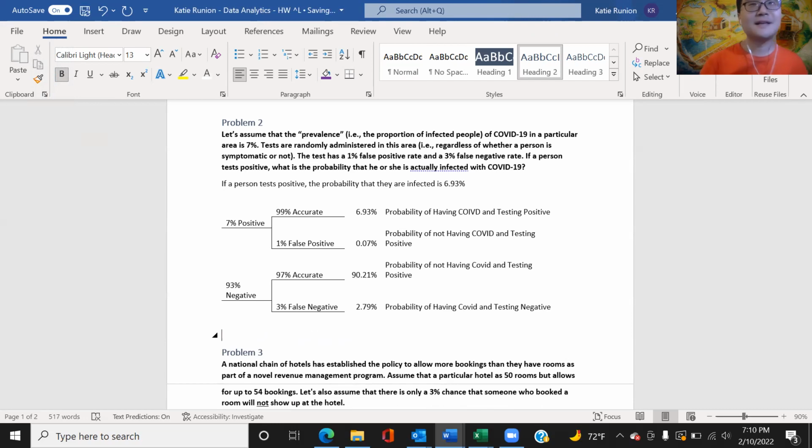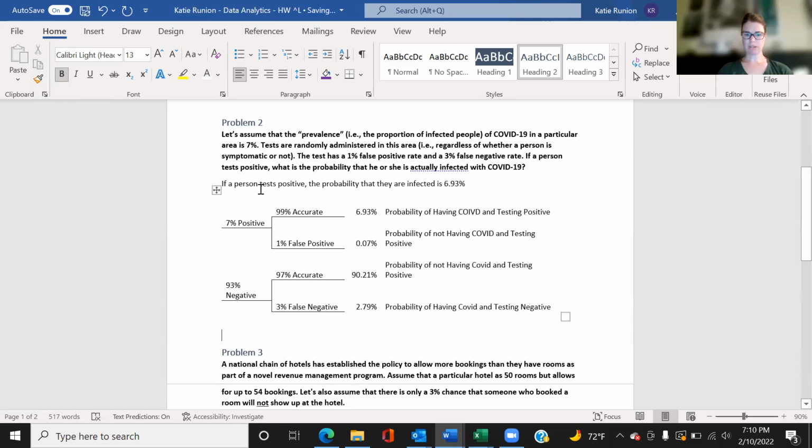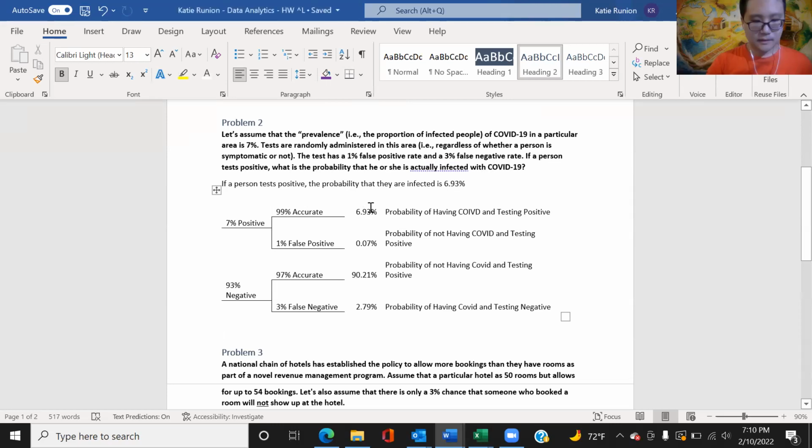Oh, wait. Let me see. Because if the question is if a person tests positive, what is the probability that she is actually infected? So 7%, it's 99% accurate. So out of the population, the infection rate would be 6.93. Okay, if a person tests positive.